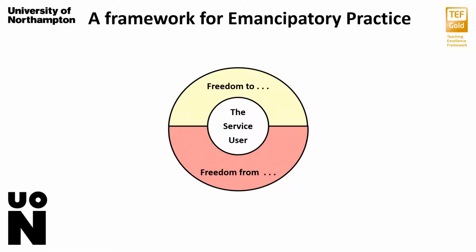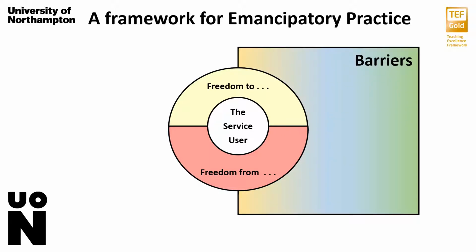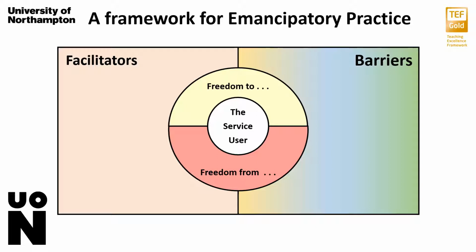In the module, we're going to look at two things in particular. We're going to look at the barriers to emancipatory social work, the things that prevent people from having that freedom from and that freedom to. And we're also going to look at the facilitators, the factors, the things that can help people get free from social forces that are oppressing them and also have the freedom to live as fully alive human beings, fully integrated and functioning in society with their own voice. And that's really what we're going to be looking at.